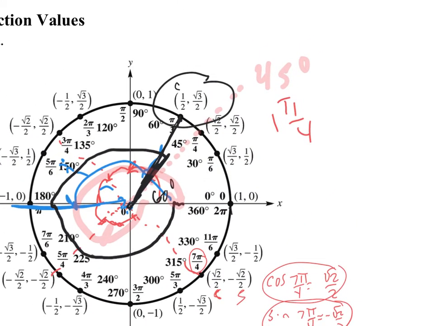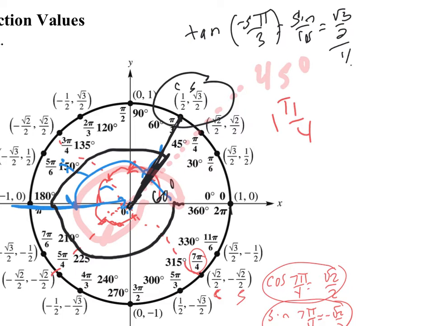Here's my cosine. Here's my sine. Tangent of negative 5 pi over 3, because that's what I was talking about, is sine over cosine, which is square root of 3 over 2 over 1/2. That turns into square root of 3 over 2 times 2 over 1. The 2's cancel. Square root of 3 is the exact answer.